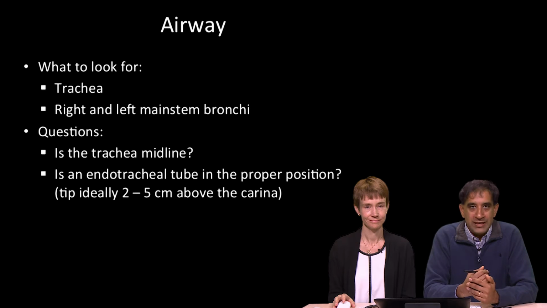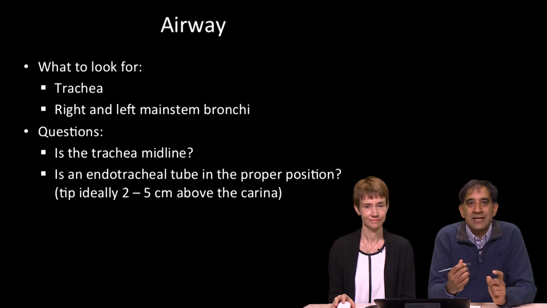We're going to look at the trachea and the right and left mainstem bronchi, as well as the carina. And the questions we have when we're evaluating the airway are, is the trachea midline? And if an endotracheal tube is present, is it in the proper position, meaning the tip ideally is going to be 2 to 5 centimeters above the carina.